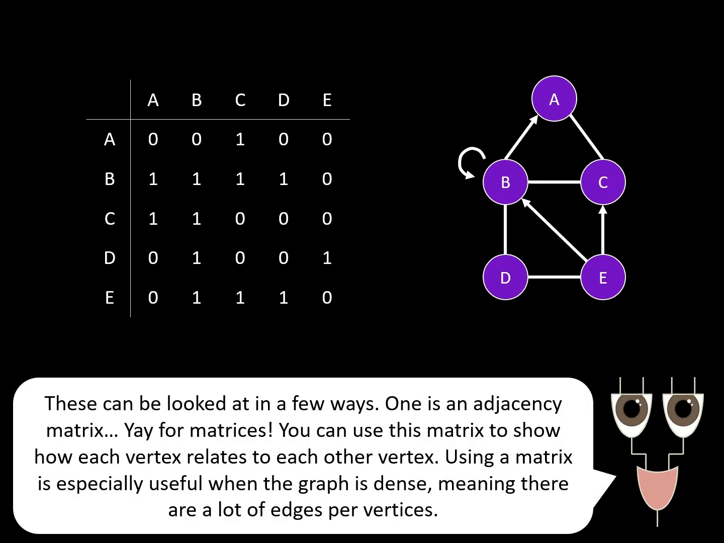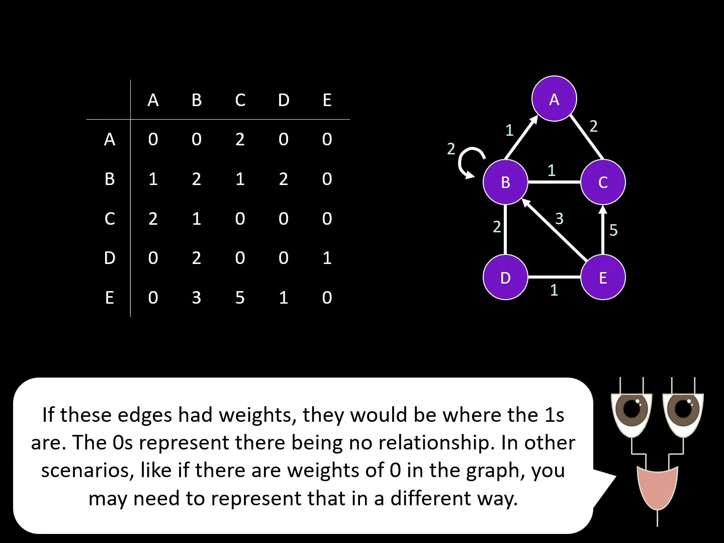One is an adjacency matrix. Yay for matrices! You can use this matrix to show how each vertex relates to each other vertex. Using a matrix is especially useful when the graph is dense, meaning there are a lot of edges per vertices. If these edges had weights, they would be where the ones are. The zeros represent there being no relationship.